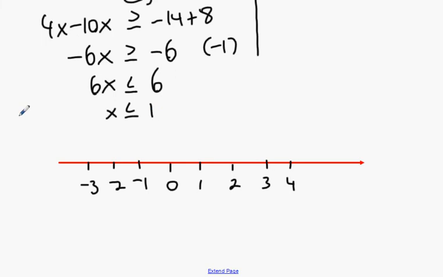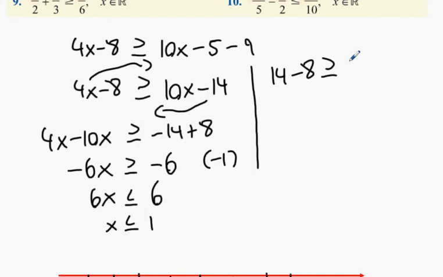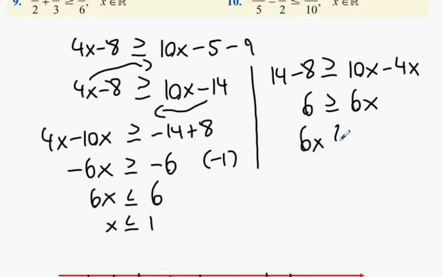Now, Cameron asked me to come from it a different way. The different way he would have suggested was bringing the 4x over to the 10x and the 14 over towards the 8. Is that what you were suggesting, Cameron? Okay, so Cameron would say, I'm going to bring the 4x over here and bring the 14 to the other side. He's going to get 14 minus 8 greater than or equal to 10x minus 4x. 6 is greater than or equal to 6x. I suggest a spin. Spin it, and you'll get 6x less than or equal to 6, x less than or equal to 1. Same thing. One of them you have to spin, the other one you can multiply by minus 1. Take your choice.